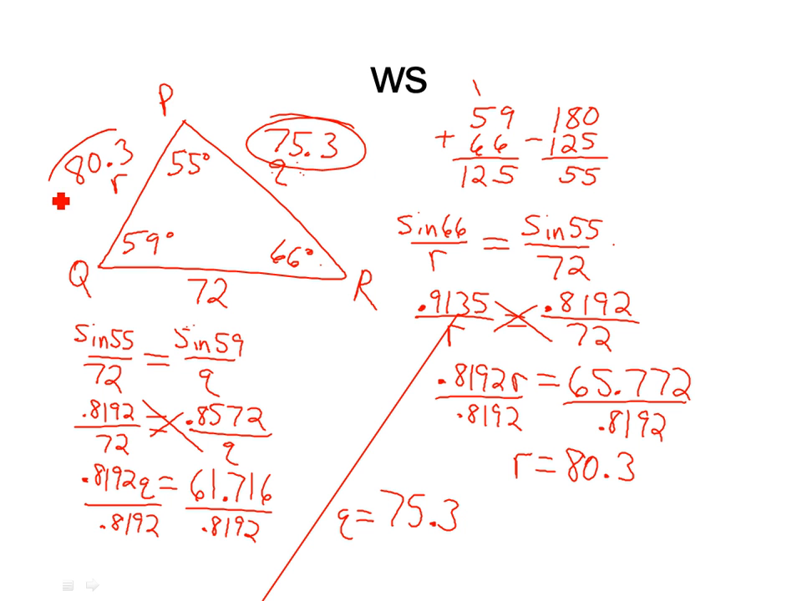So we found that, we found this, we found this. We know every part of the triangle. We found every missing part of the triangle.